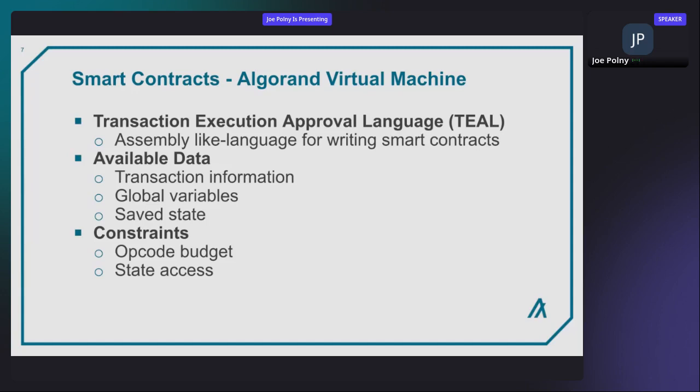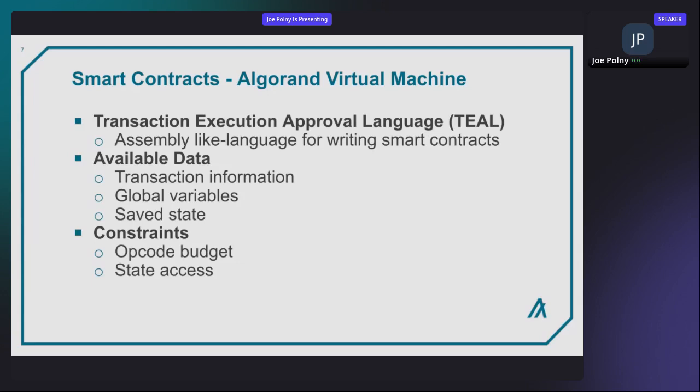So opcode budget, how this works is basically every operation you do on chain takes away from the smart contract's opcode budget. So simple operations like adding, subtracting, comparing two values, those just consume what's considered one opcode budget. But more complex operations, such as SHA-256 or verifying signatures with a private key, require some more computation resources.